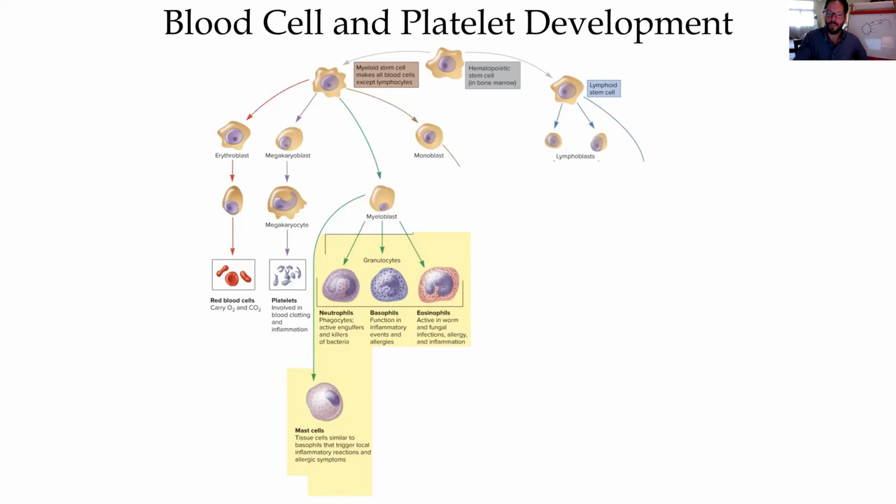And these don't form memory. These are not part of the adaptive immune response, so they've got to be the second line. These are your phagocytes, okay? These are your cells that release certain cytokines and chemokines that lead to inflammation. And we'll talk about inflammation later. And mast cells, okay?